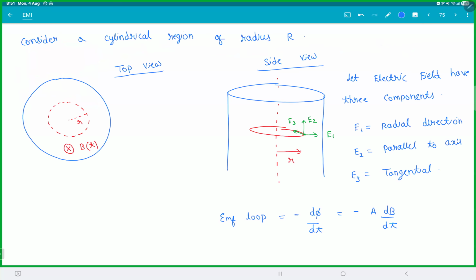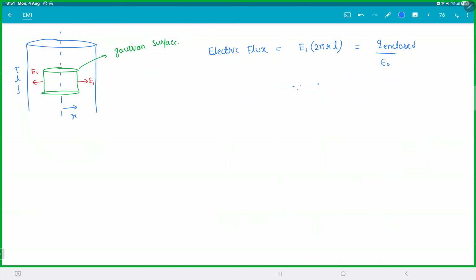Do we see any charges here? All we have is only a time varying magnetic field. We don't have any charges. Since Q is 0, E1 has to be 0. There, we proved you cannot have a radial field in this kind of scenario, because if there's a radial field, there will be an electric flux and there should be charges enclosed. So E1 is gone. Next thing.